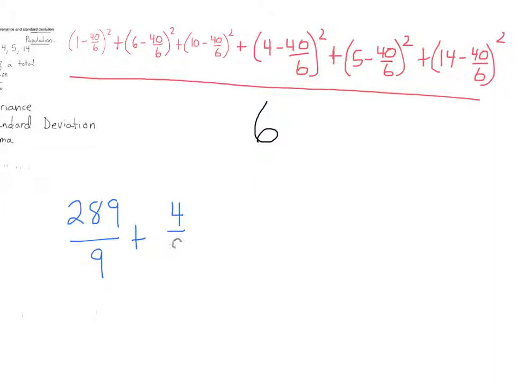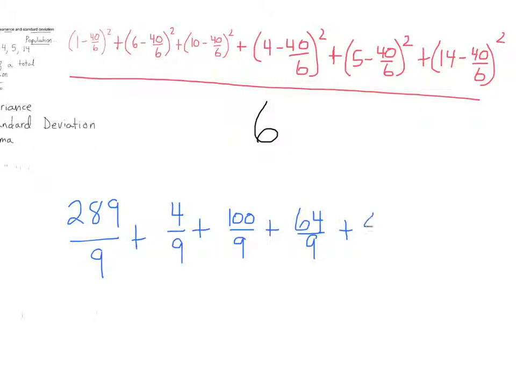So 4/9 plus, now I need to do the third one, 10 minus 40 over 6 all squared, and I got 100 over 9. The reason I'm using fractions instead of decimals is because I don't want to round until the very end. Plus 4 minus 40 over 6 all squared, I got 64 over 9. Plus 5 minus 40 over 6 squared, what do I get?